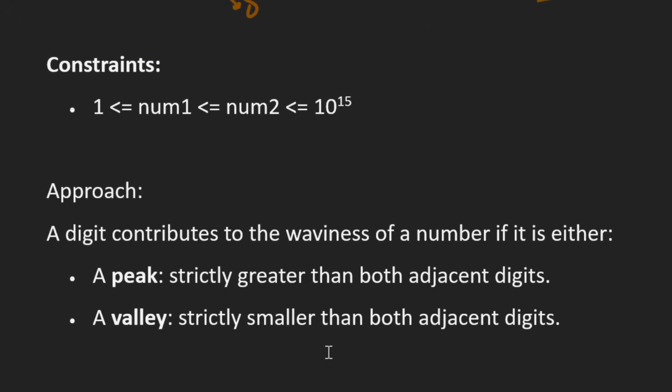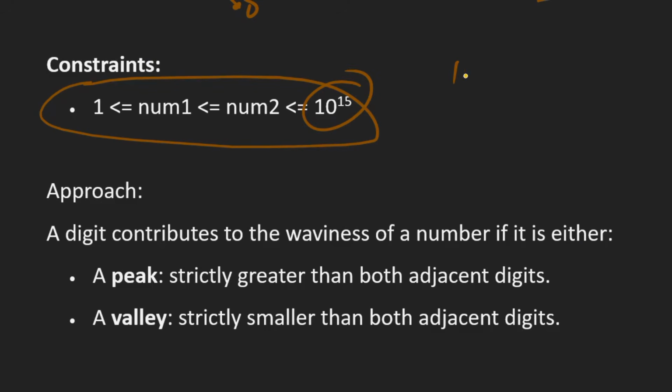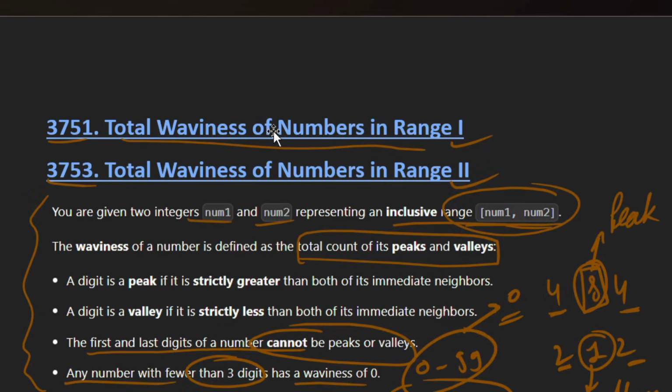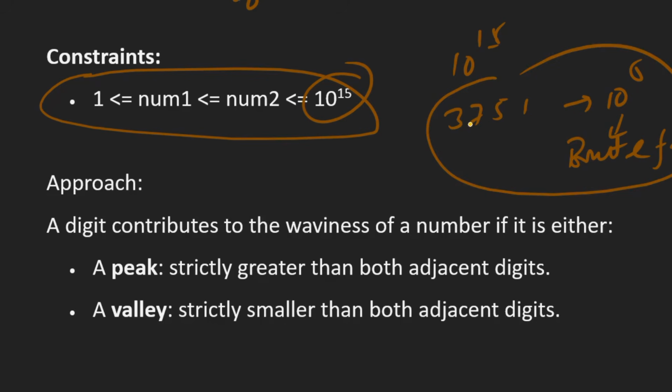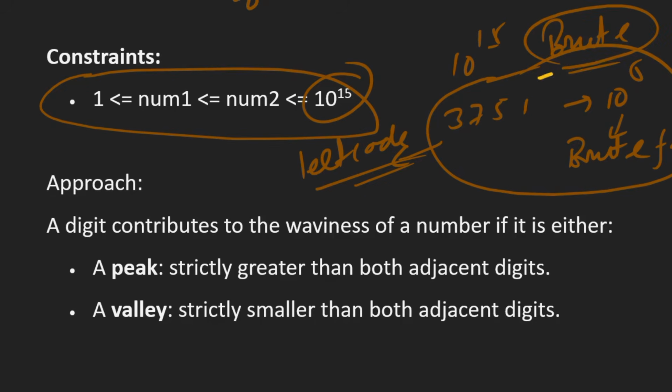So let's see the constraints. Here num1 and num2 can be up to 10 to the power 15. In LeetCode 3751, the constraint is only up to 10 to the power 5, and that's why the brute force approach worked there. If you want to know the brute force approach, you can watch my video of LeetCode 3751 to see how we handled that.